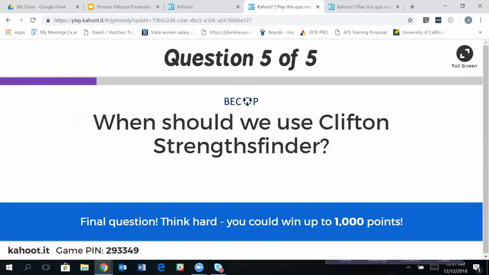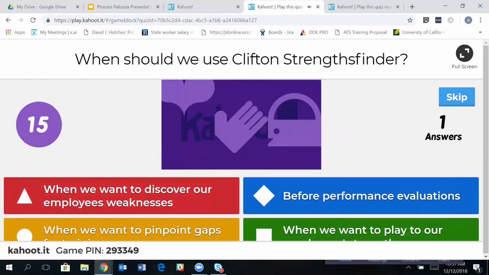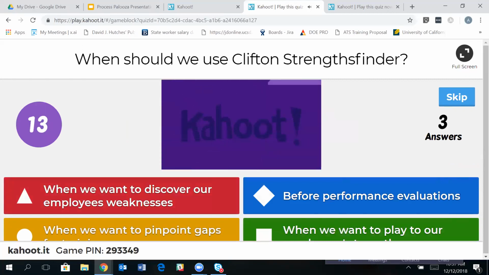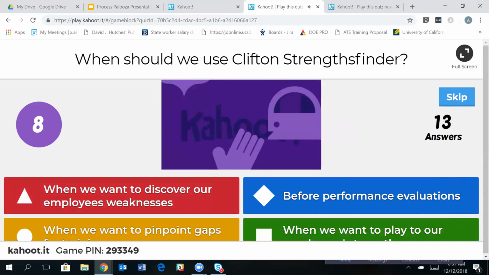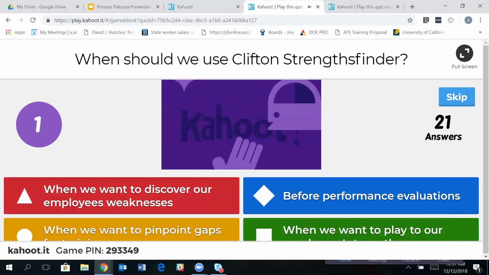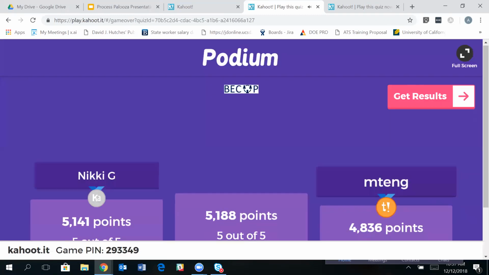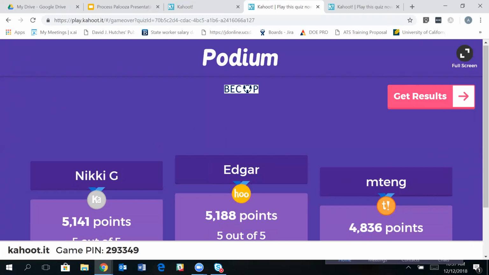All right, last question. When should we use Clifton Strengths Finder? When we want to discover our employees' weaknesses, before performance evaluations, when we want to pinpoint gaps for training, or when we want to play to our employees' strengths. Oh, the screen's cutting off. Yeah. All right. Yes, that was it. All right, the big reveal. Edgar. Well done. Great.